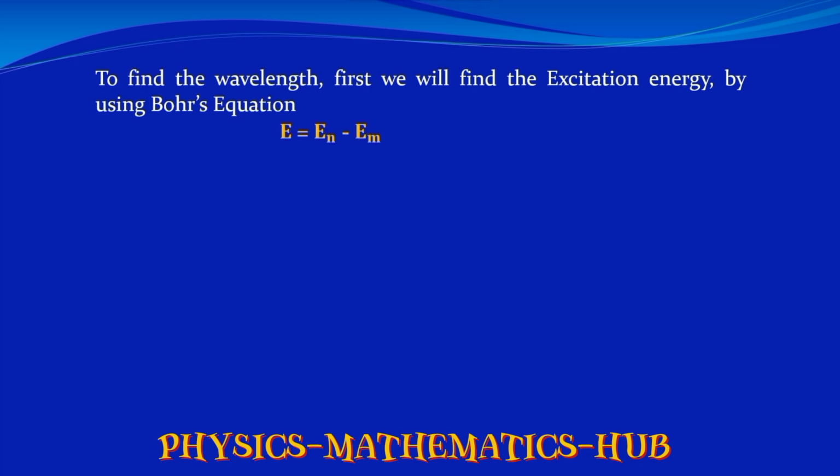E is equal to En minus Em. Now using the Bohr's equation, E = −Z²R / (1 + Me/M) × 1/N², where Me is the mass of electron and capital M is the mass of the nucleus, minus Z²R / (1 + mass of electron/mass of the nucleus of beryllium) × 1/M².